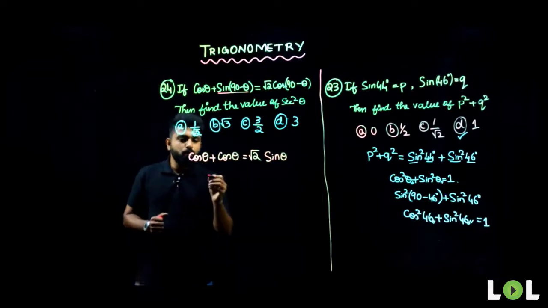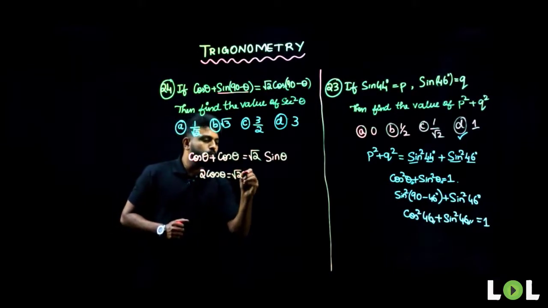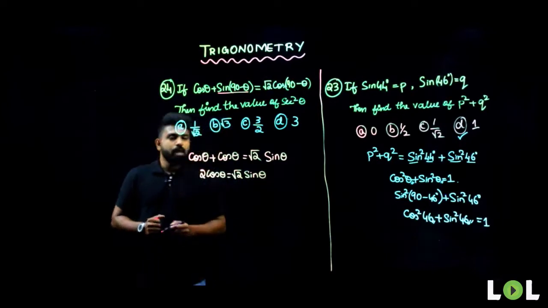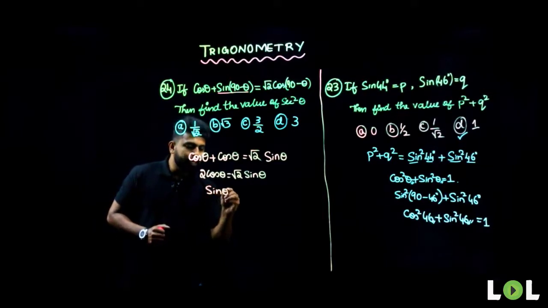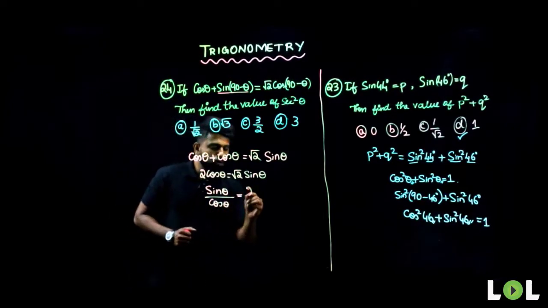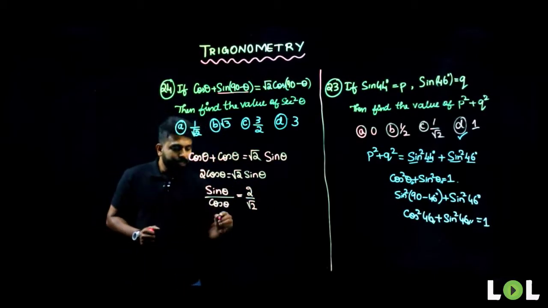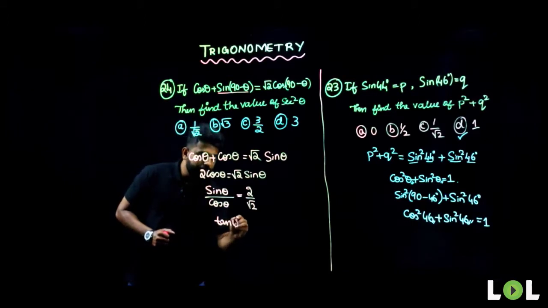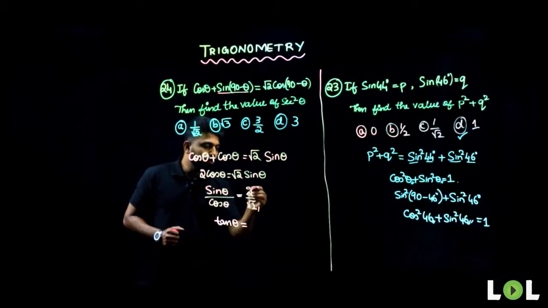Now what do we have here? We have 2 cos theta is equal to root 2 sine theta. Now, if I take root 2 to the other side and cos theta to the other side, what do I have? I'll be left with sine theta divided by cos theta, that will be equal to 2 divided by root 2. Now, what is sine theta by cos theta? Sine theta by cos theta is nothing but tan theta. Tan theta is equal to 2 by root 2. 2 can also be written as root 2 into root 2. So, if it gets cancelled, I'll be left with root 2.